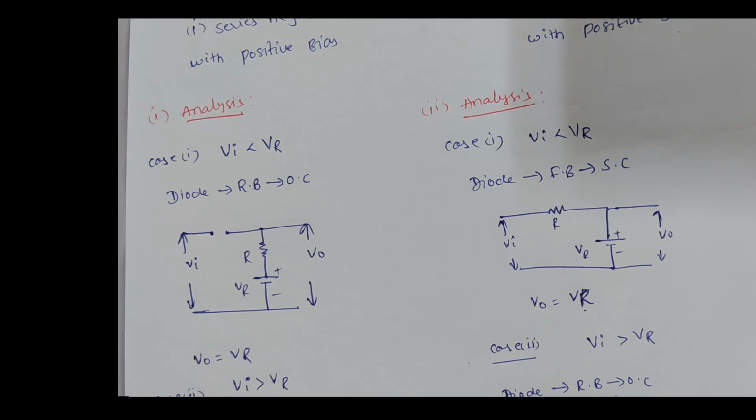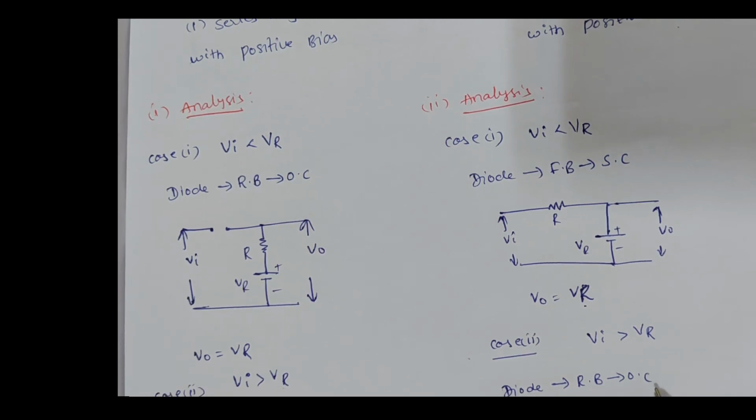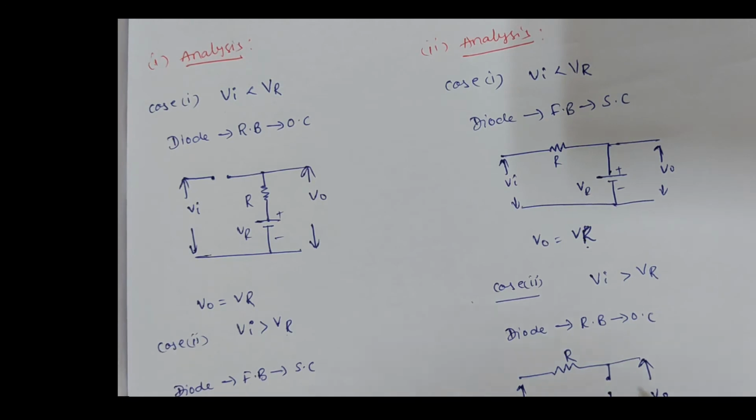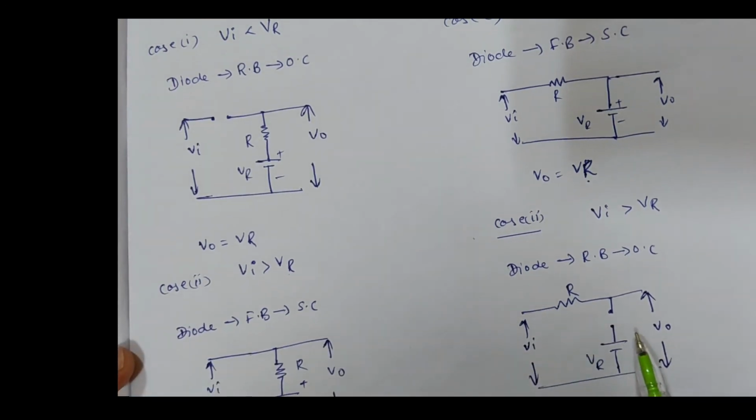Then it is acting as a reverse bias and open circuited. So the equivalent we can draw like this. From this we can write V naught equals Vi. In this circuit there is no current flowing, so the drop across the resistor equals 0. So whatever the input, that will appear across the output. So V naught equals Vi.